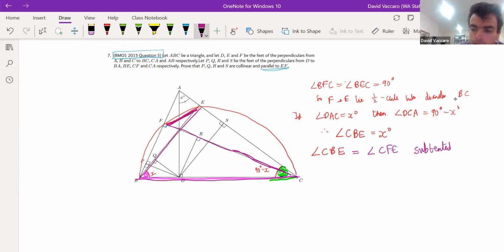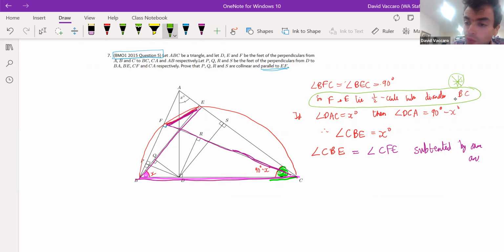Subtend the same arc. Now notice, and this is very like the first question where we spotted the parallelogram, that we would have been completely stumped by this question if we hadn't used the converse result and we didn't know there was a circle there. Okay, but what we've got now is conclusion number one. We can say that angle CFE is equal to X.